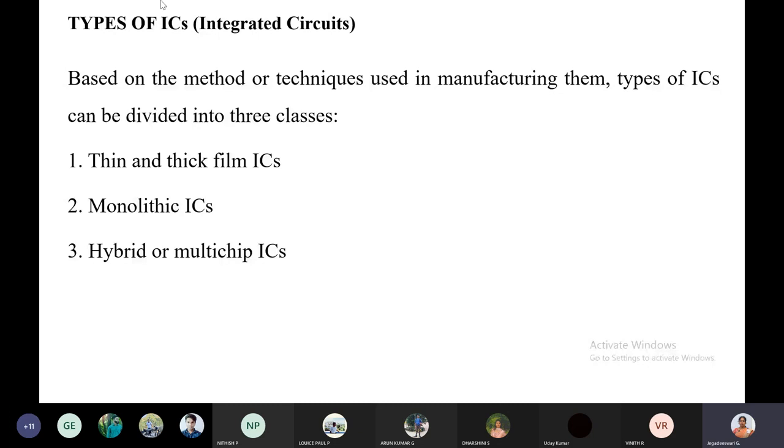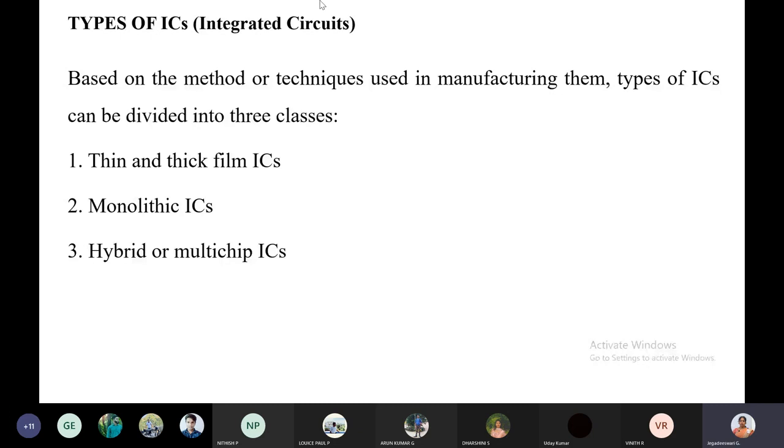Nowadays, whatever ICs we have in the market come under the second type, that is monolithic IC. We have some drawbacks in thin and thick film and hybrid, so monolithic ICs play a major role nowadays in IC technology. This is what we are manufacturing nowadays. Okay, so we will see one by one.